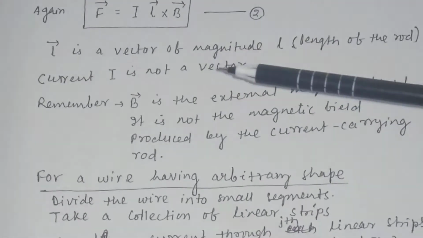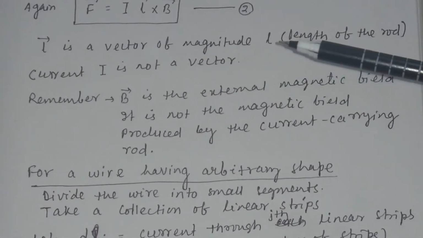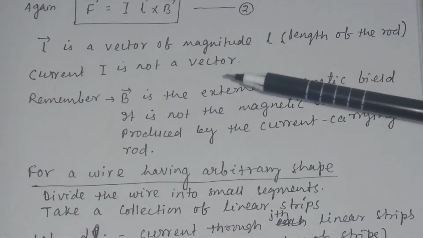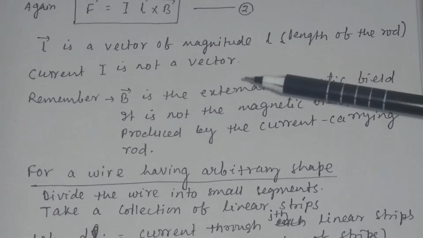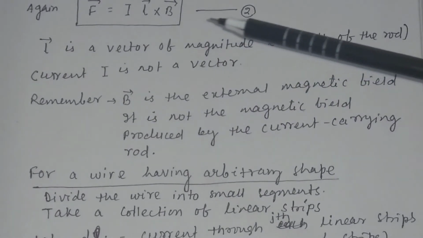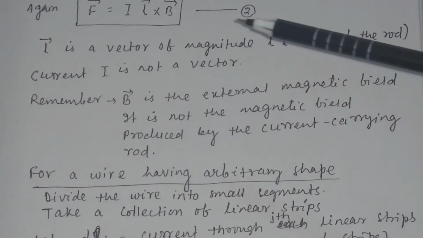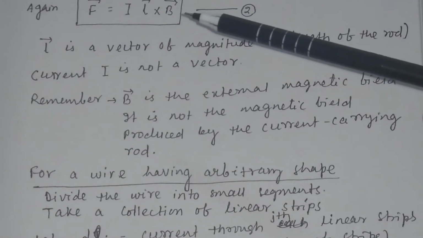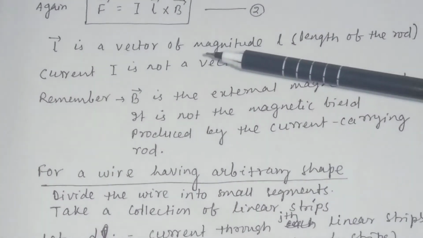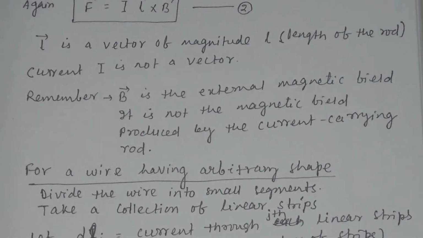L is a vector of magnitude L, that is the length of the rod. Current I is not a vector. You remember this magnetic field B is the external magnetic field. This field B is the external magnetic field. It is not the magnetic field produced by the current carrying rod.